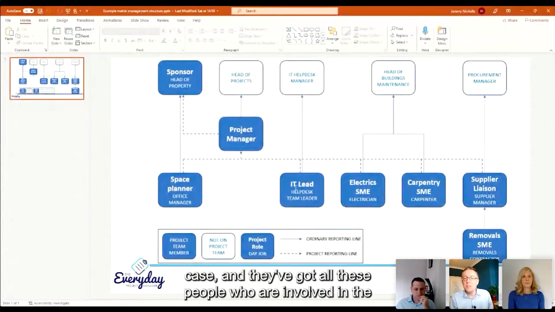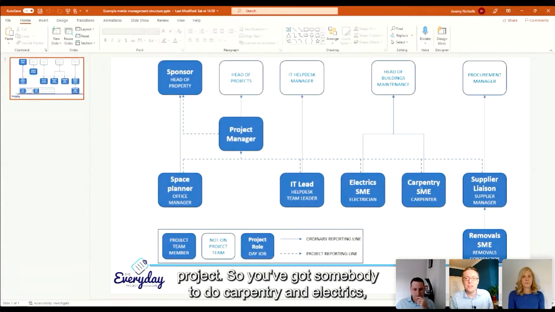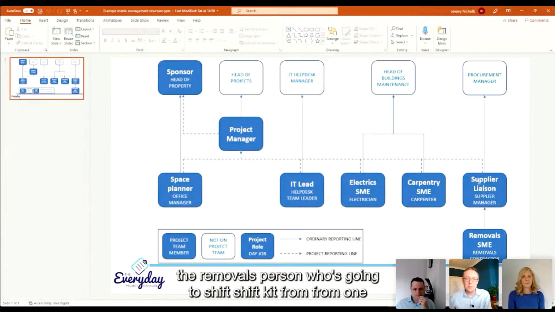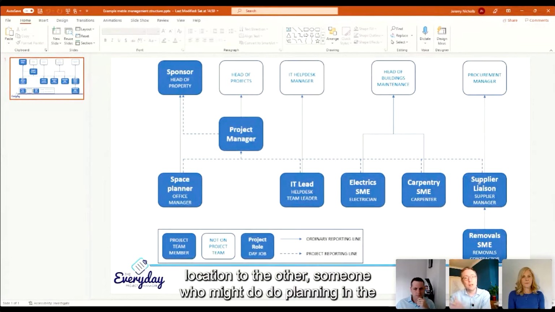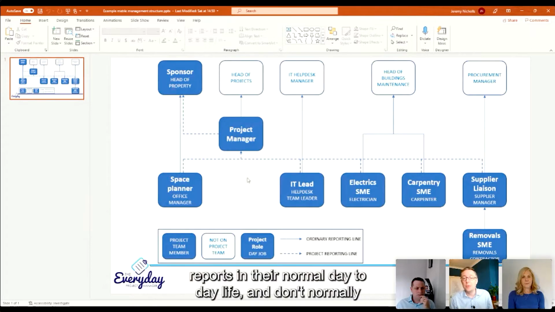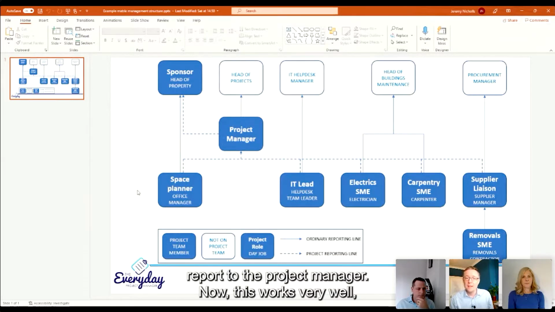And they've got all these people who are involved in the project. You've got somebody to do carpentry and electrics, and somebody dealing with the supplier, the removals person who's going to shift kit from one location to the other, and someone who might do planning of the space, who's going to sit where. But all these people have direct reports in their normal day-to-day life and don't normally report to the project manager.